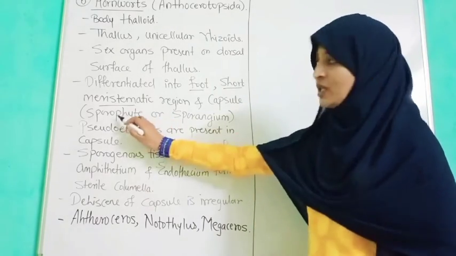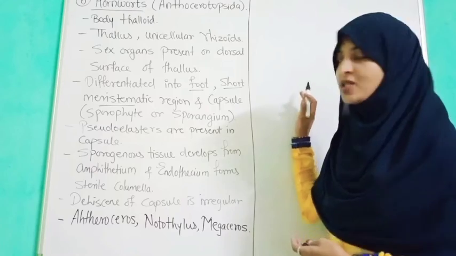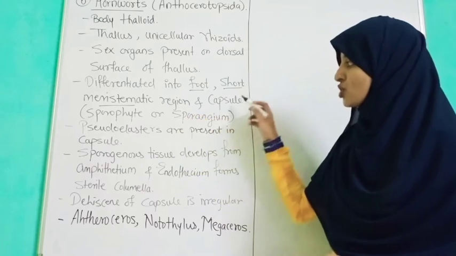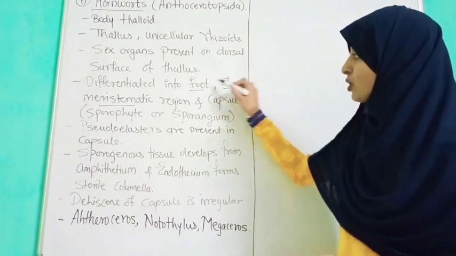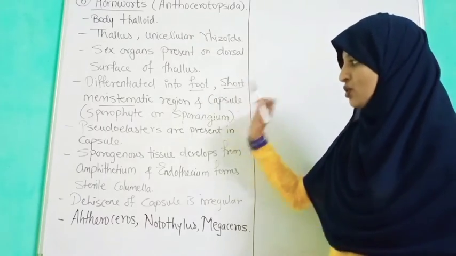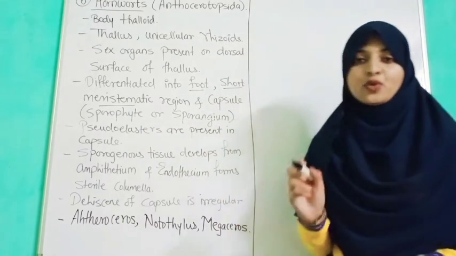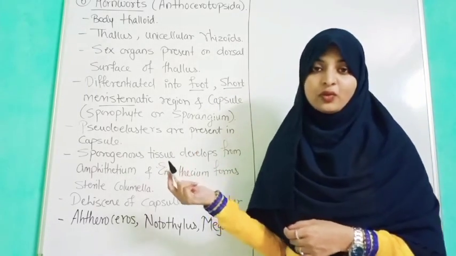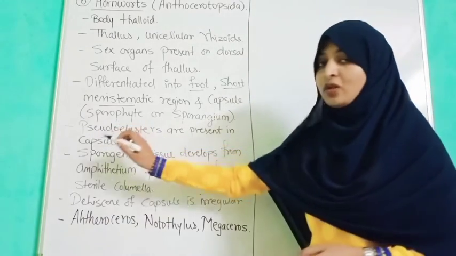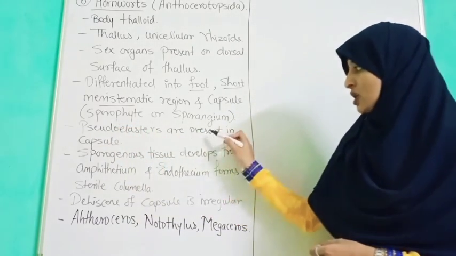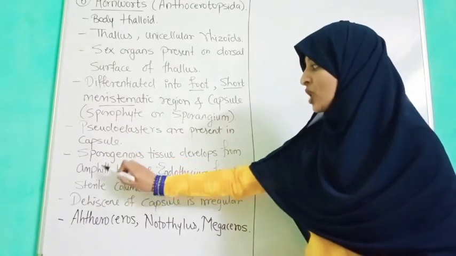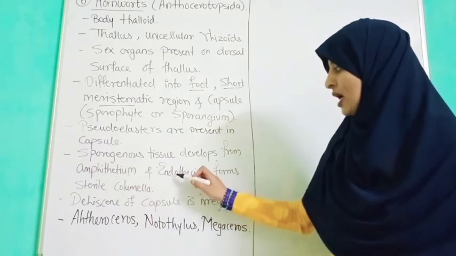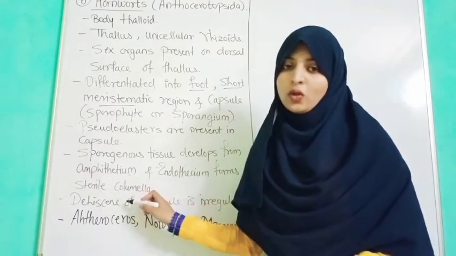We have discussed that the sporophytic stage has foot, seta and capsule. Here the sporophytic stage or sporangium has foot, short meristematic region and capsule. Pseudoelaters are present in the capsule. We discussed that elaters are present in the capsule in liverworts. Here we say pseudoelaters, means false elaters, are present in the capsule. Sporogenous tissue develops from the amphithecium, means the external layer, and the endothecium forms a sterile columella. Okay.